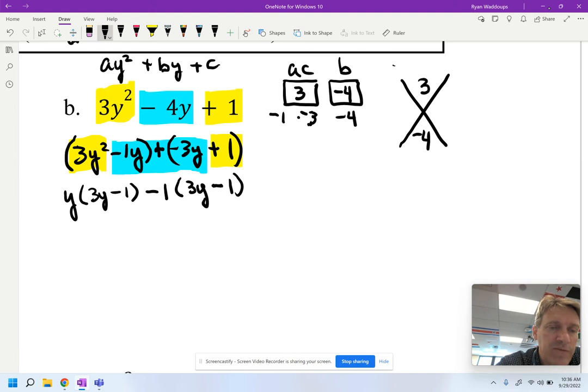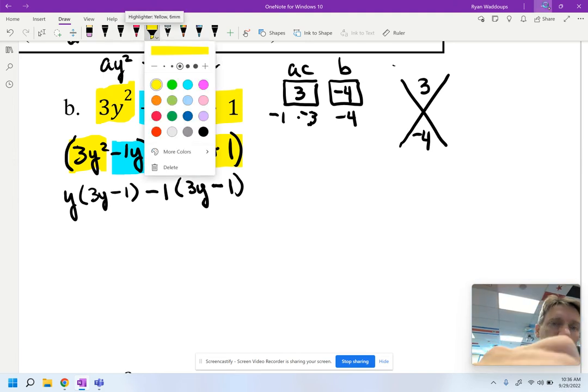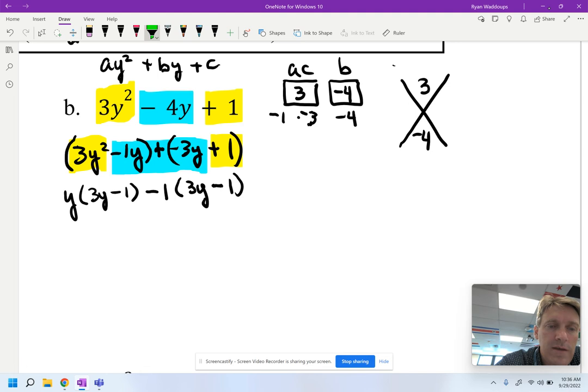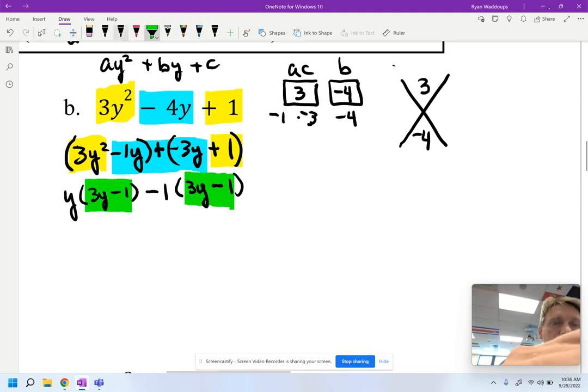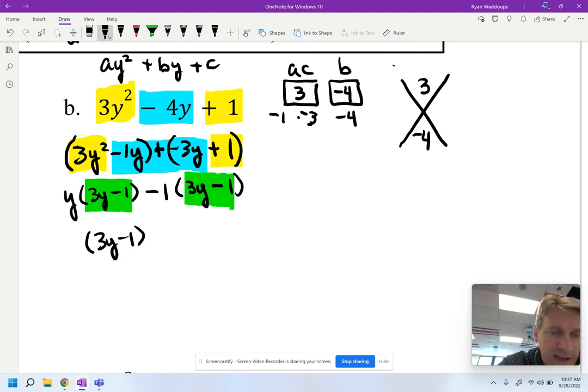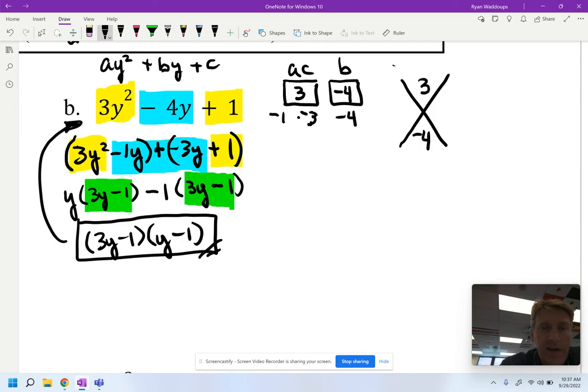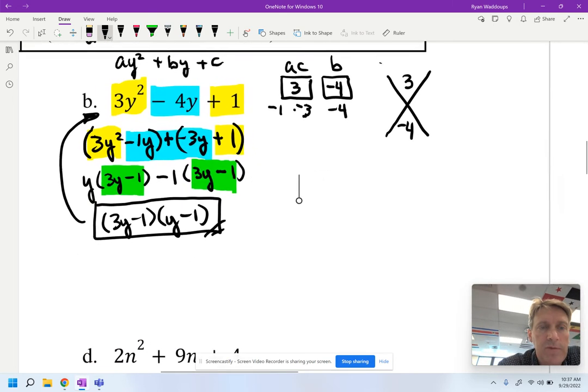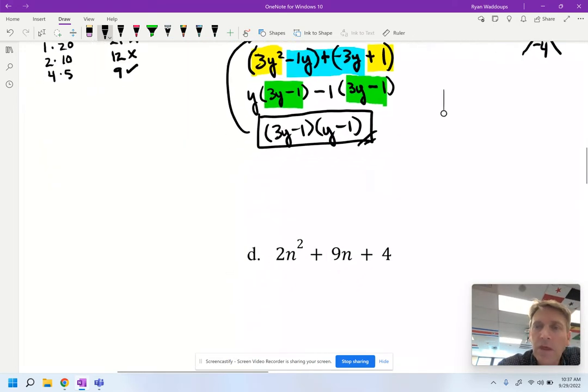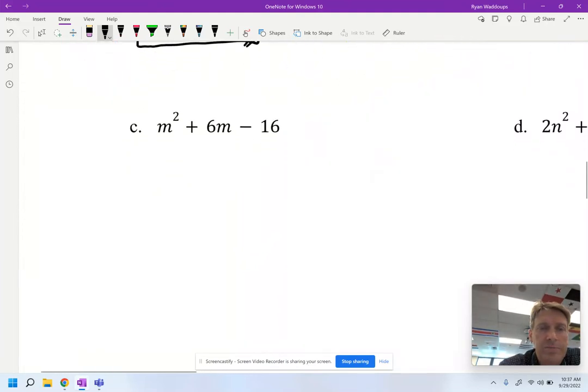Now I have that common factor of 3y minus 1, so I can factor that out. And I get 3y minus 1 times y minus 1. And that is the factored form of our quadratic trinomial. All right, let's do another one.